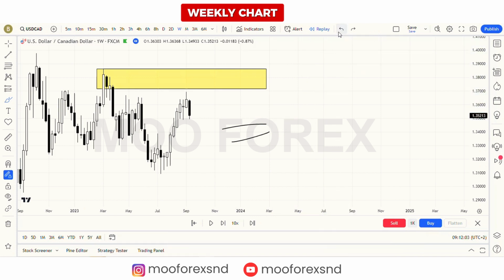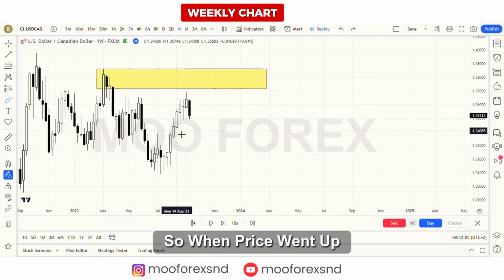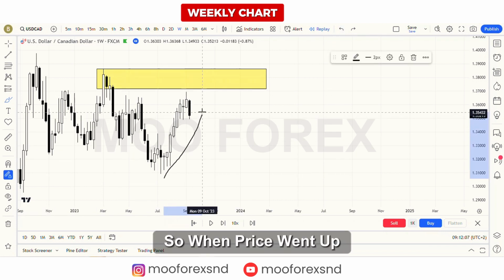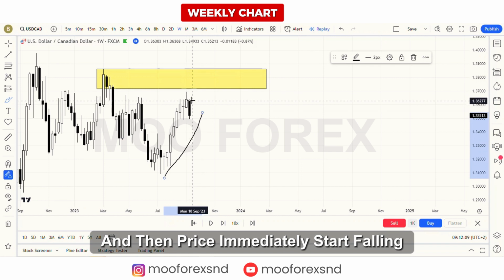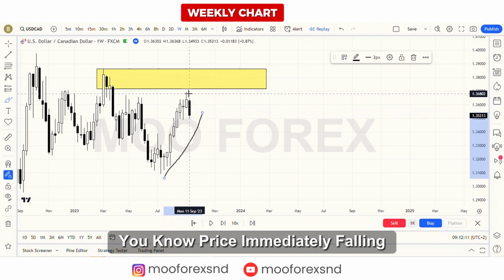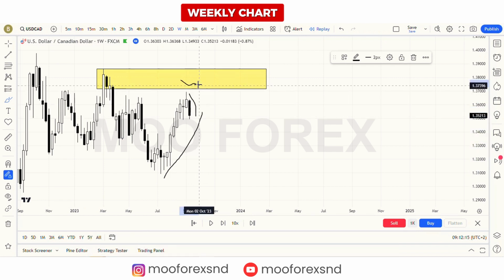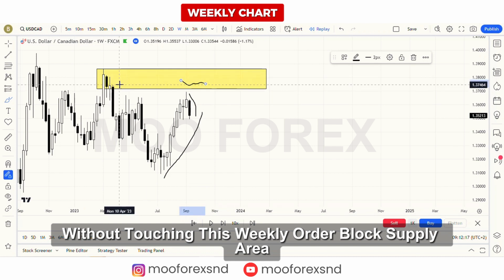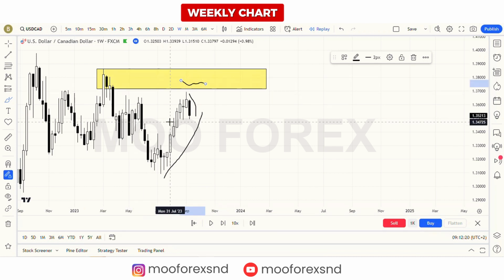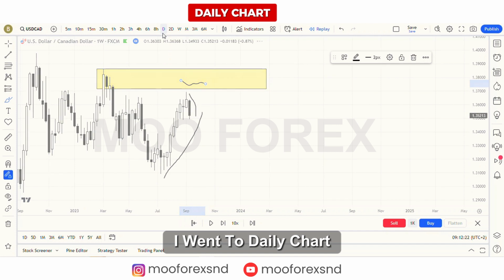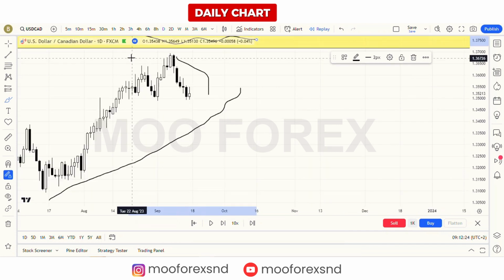Okay guys, anyway, when price went up and then immediately started falling, without touching this weekly order block supply area, I went to the daily chart. Just a moment.